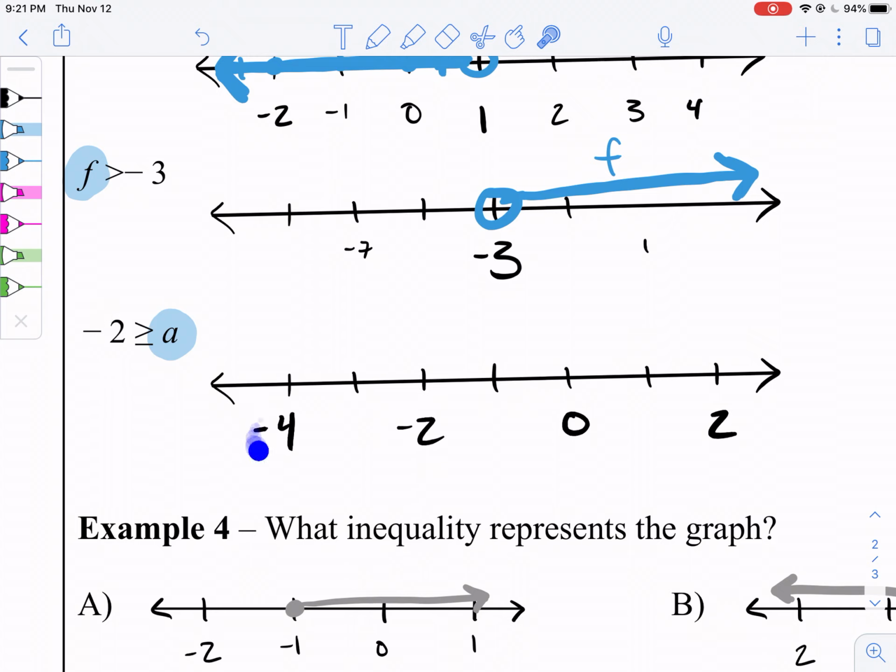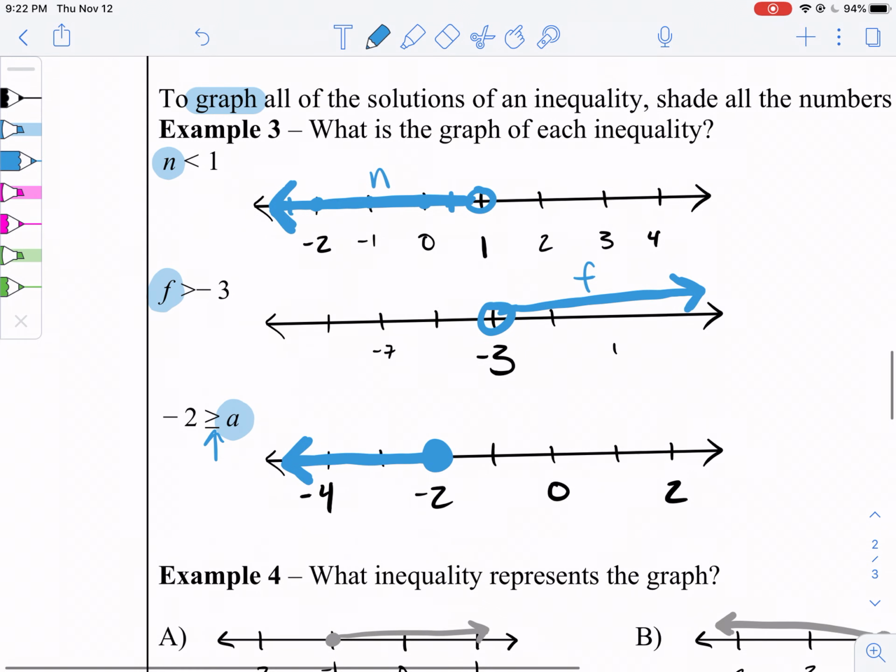Well, is negative 2 greater than or equal to negative 4? Yes, it is. Is negative 2 greater than or equal to negative 2? Yeah, it's equal to negative 2, so that counts. Is negative 2 greater than or equal to 0? No, it's not. But look, negative 2 counted, so we're going to include that. That's a solid circle going down. So that's my tried and true method: always substitute, always plug it in.